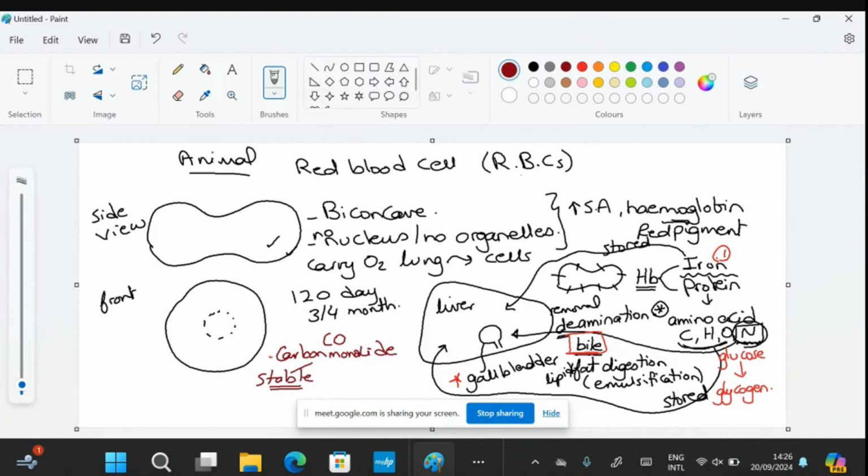The benefit of what happens here inside the liver is that the old, damaged red blood cells are going to be broken down in the liver after 120 days, and new red blood cells will be formed in the bone marrow. What is bone marrow? It is what is found inside your bone.